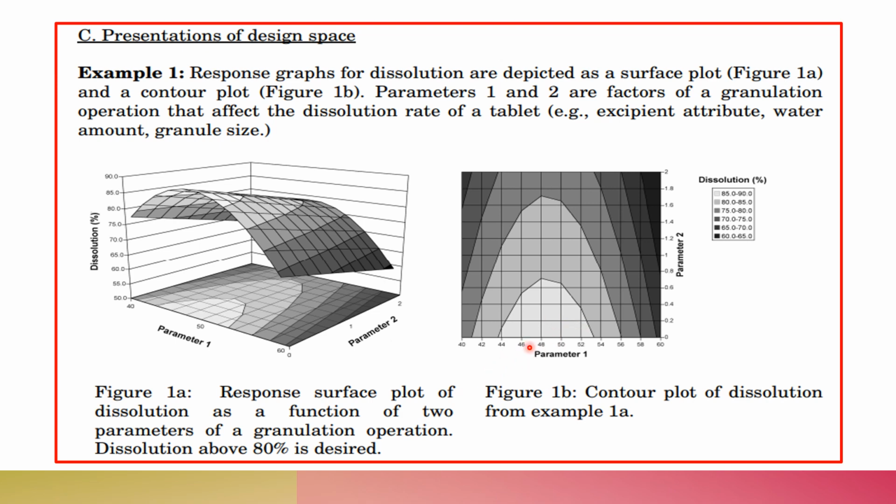In the actual software, whenever you put a flag, you will get the values of parameter 1 and parameter 2 which are studied, and the values at which you are getting the acceptable response, that is dissolution greater than 80% in this case. These graphs are present in the guideline, and when you run a DOE through software also, you can get these two graphs. Response graphs of dissolution are depicted as a surface plot and a contour plot. This is a contour plot, this is a response surface plot. Parameter 1 and 2 are the factors of the granulation operation that affect the dissolution rate of the tablet. They may be an excipient attribute, water amount, granule size, whatever. So let's move to the next slide.